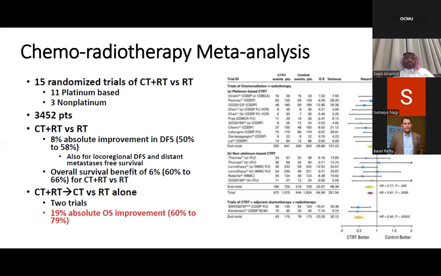So here is what you see, 15 randomized trials, as I mentioned, non-platinum and mainly cisplatin. Sorry, I should ask this. What chemotherapy do we give? I already mentioned cisplatin, but how much? What's the dose you give, guys, of the cisplatin?